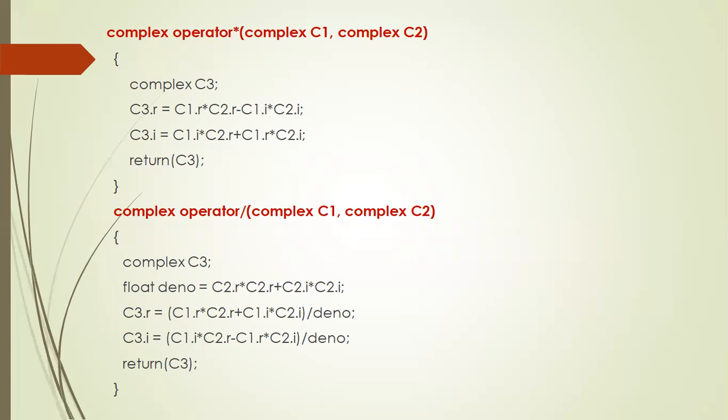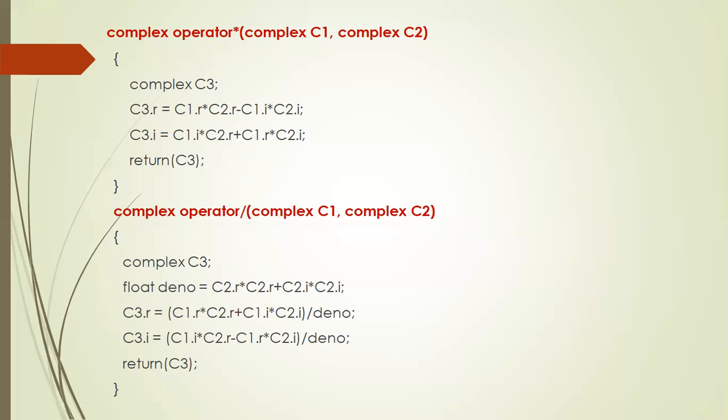Then C3.R, the real part of C3, equals C1.R into C2.R plus C1.I into C2.I, divided by D. Similarly, C3.I equals C1.I into C2.R minus C1.R into C2.I, divided by the denominator, written into C3. So for these two, multiplication and division, you have to remember the formulas.